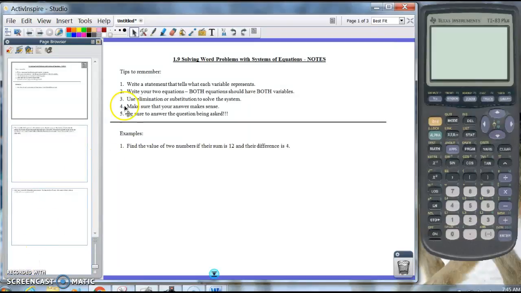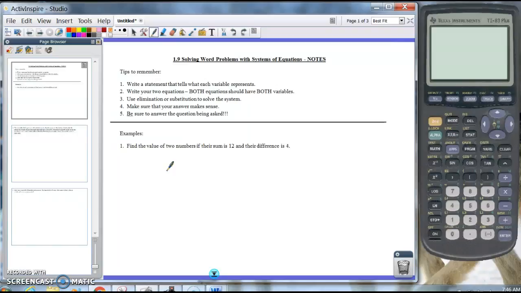Hi everyone, today we are going to talk about solving word problems using systems of equations. Now I know word problems are like your least favorite thing in the world to do, but I promise you they're not too bad if you just model all of the problems I assign to you like I'm doing here in the notes.